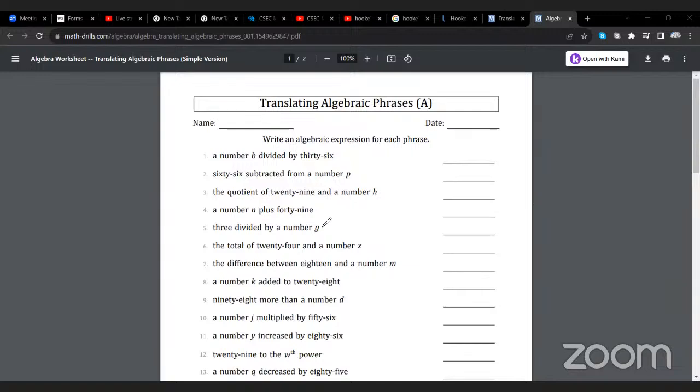Who's taking the next one? So we're at number 9.